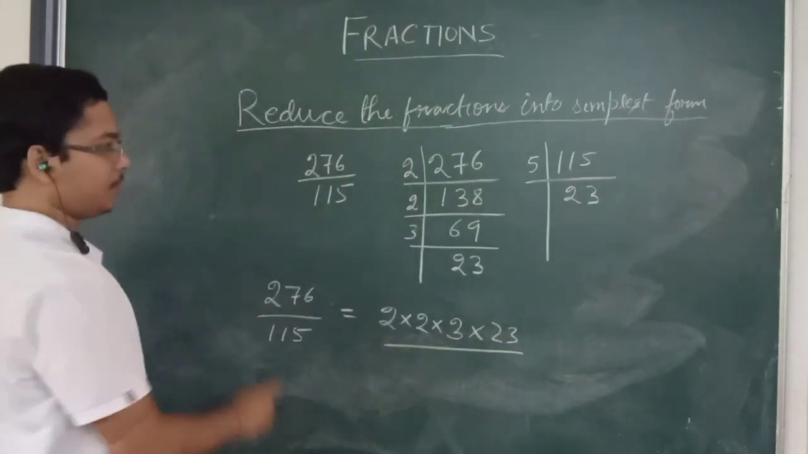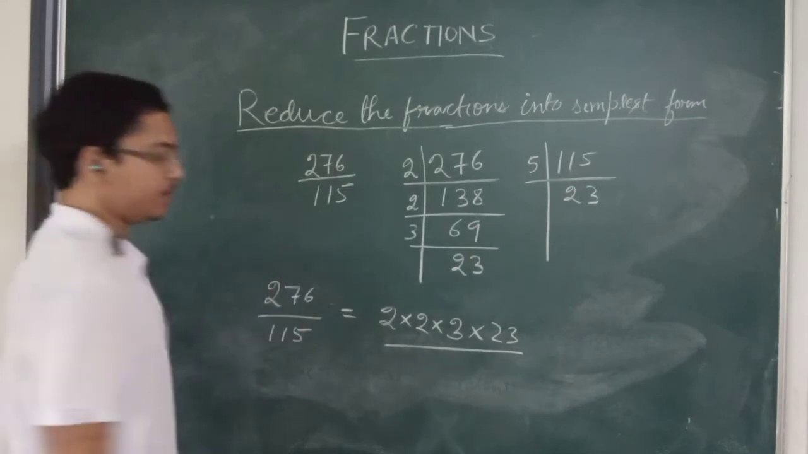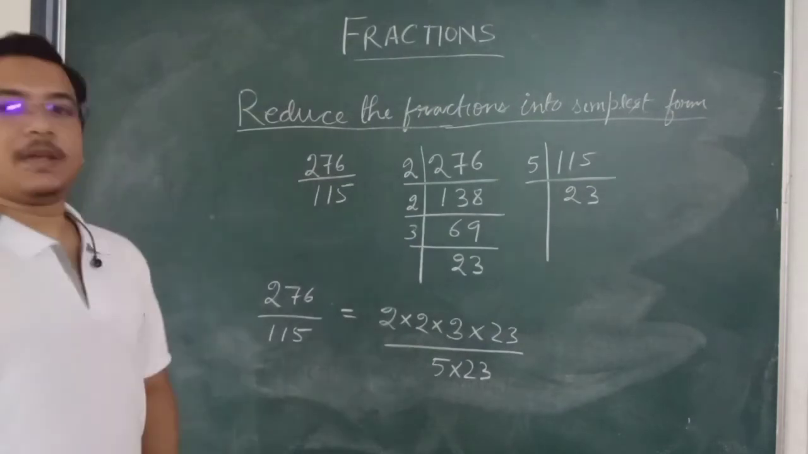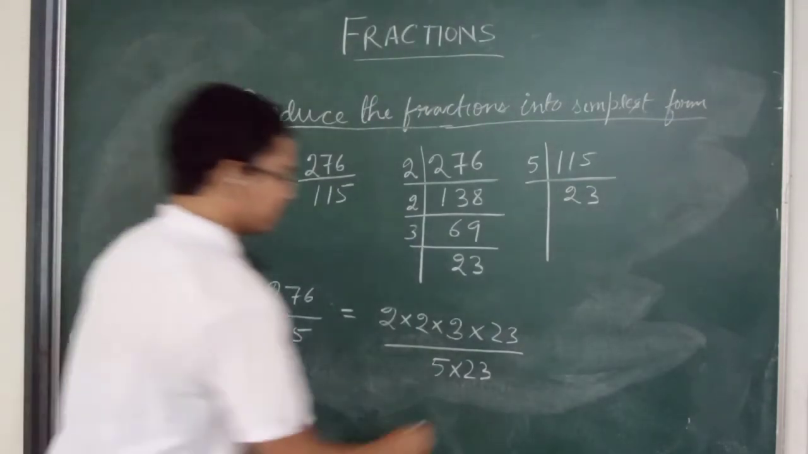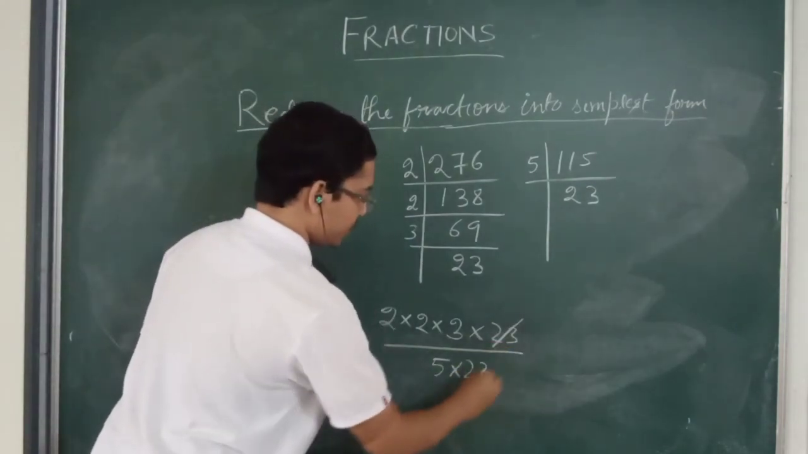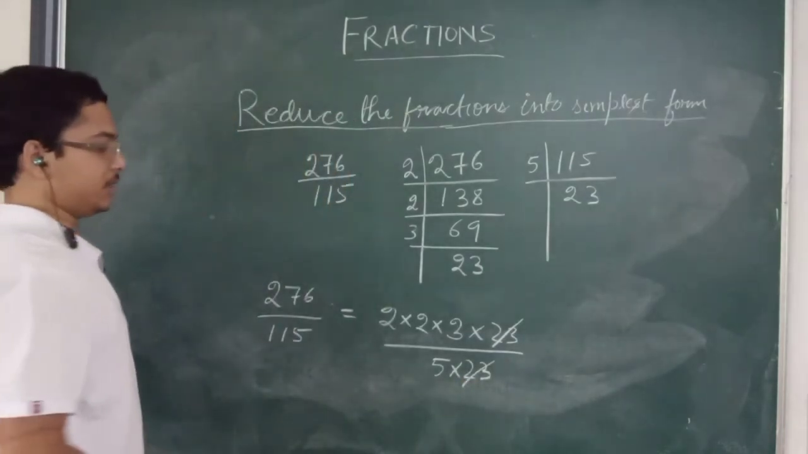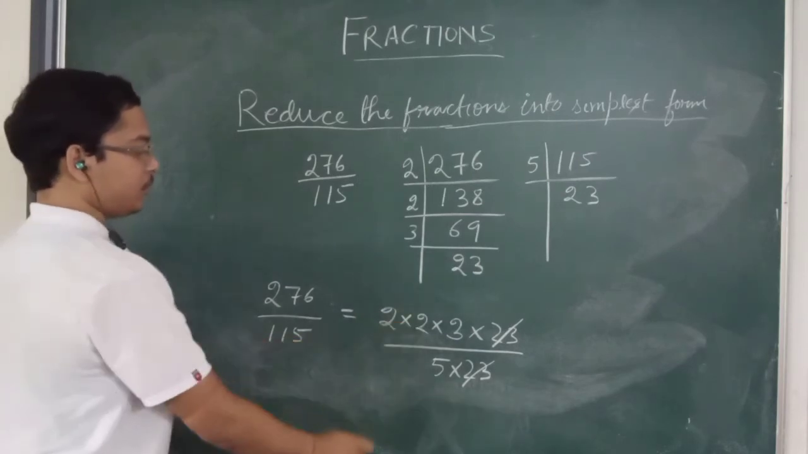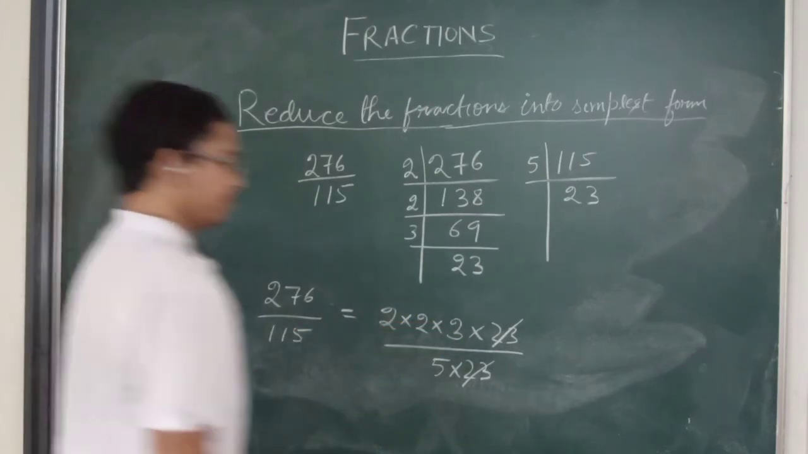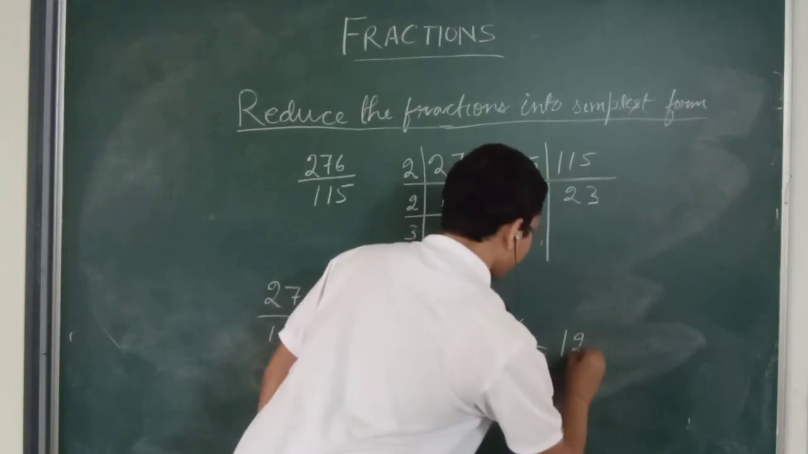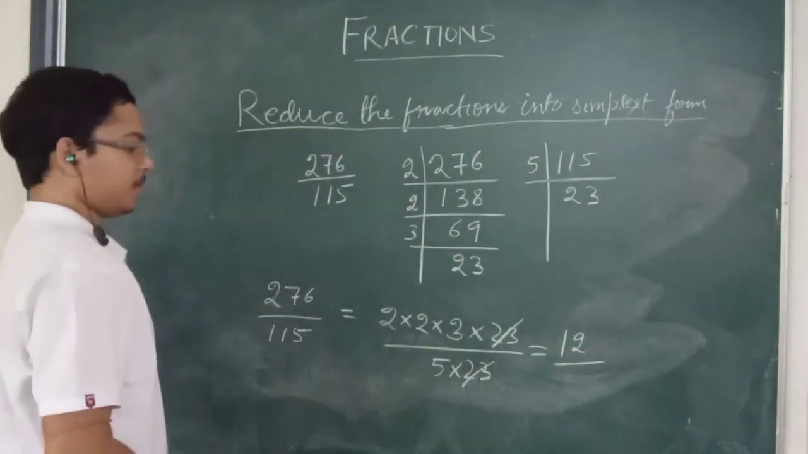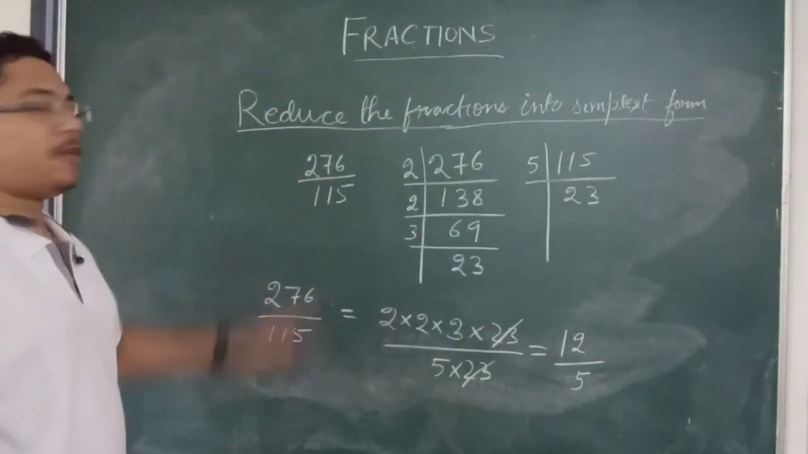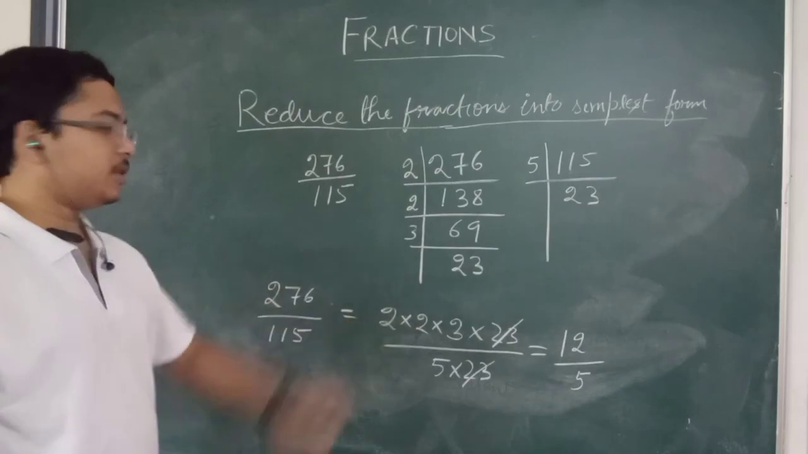Divided by, in place of 115 we can write 5 into 23. So now cancel the common factors. On the numerator also we have 23, denominator also 23. So in this case they cancel, and the remaining will be your answer. So it will be 2 into 2 is 4, 4 into 3 is 12, divided by 5. So the simplest form after reducing 276 by 115 is 12 by 5.